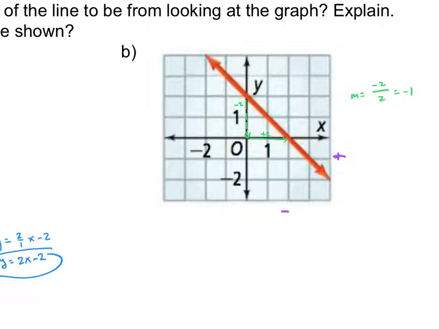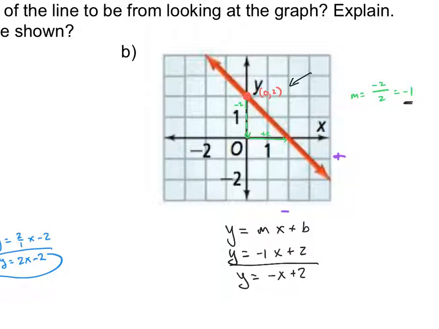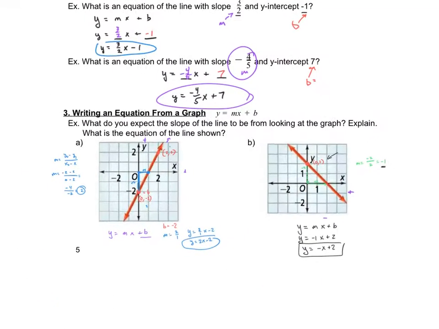And my y-intercept, the line crosses over at 2. So that is 0, 2. So my equation of a line should be y equals mx plus b. Y equals, we said m is -1, -1x plus b is 2, or y equals -x plus 2. There you go. We've created those 2 equations of a line.